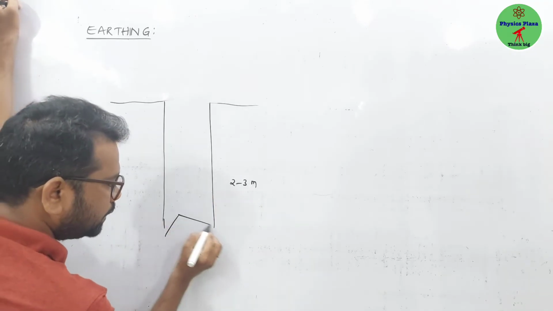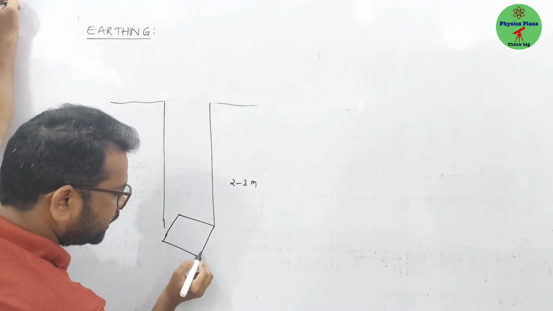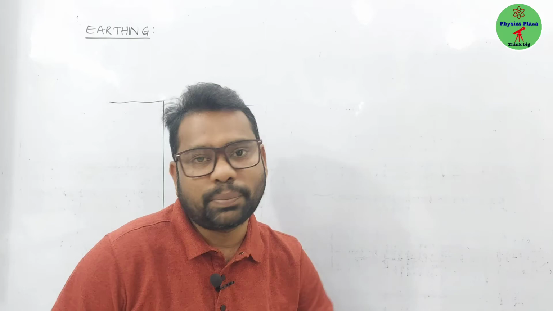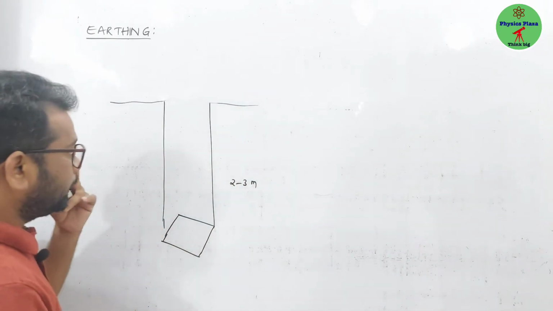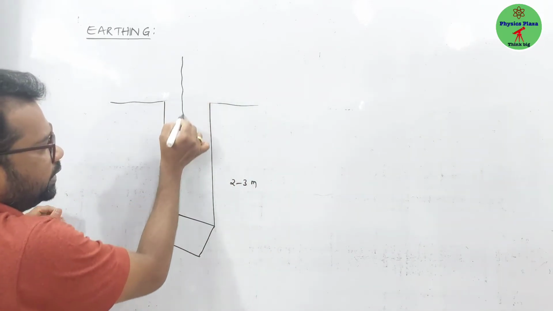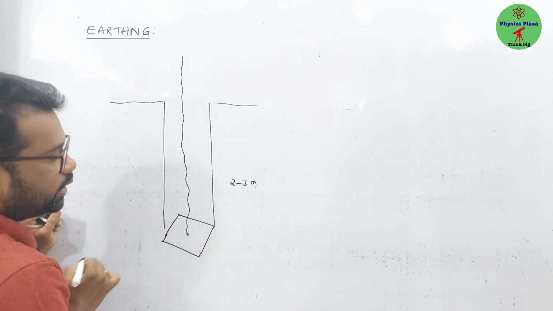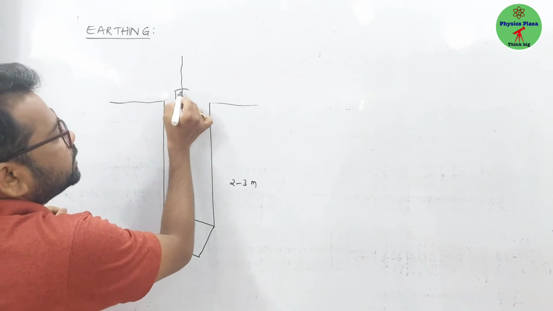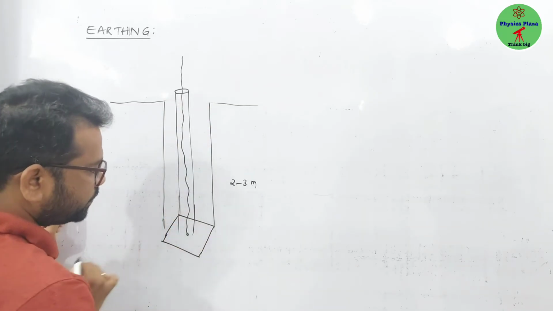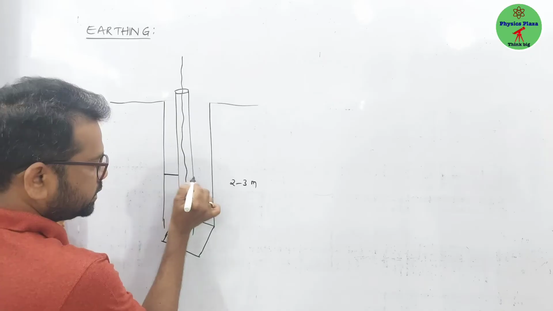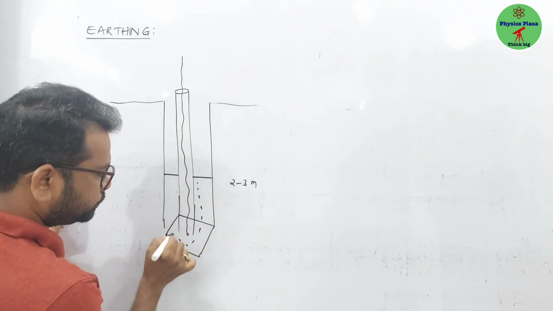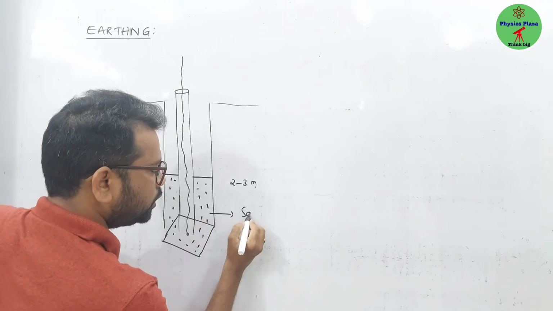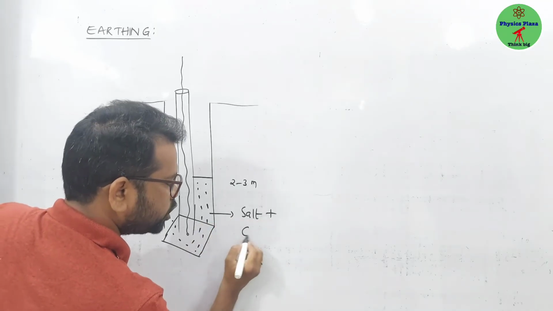And here they put a rectangular copper plate. Again, the size depends on the usage and the purpose, so this size may vary. Here a copper wire is welded to it, and this copper wire is placed in an insulating cylindrical pipe. This lower part is completely filled with a mixture of salt and charcoal.